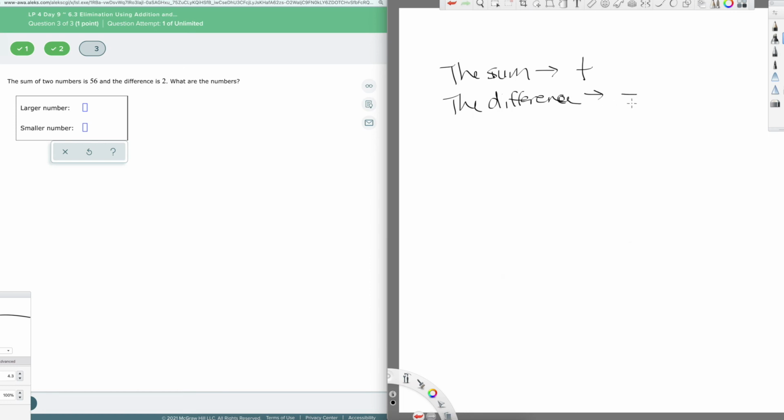So we need to know those words. If we don't know those words, that's definitely something we want to practice so we can identify them very easily. We've done that a few times throughout the semester. If you hear the sum, that means we're adding. If we hear the difference, that means we're subtracting. So I have two numbers, a larger number and a smaller number, so I can use L for larger and S for the smaller.